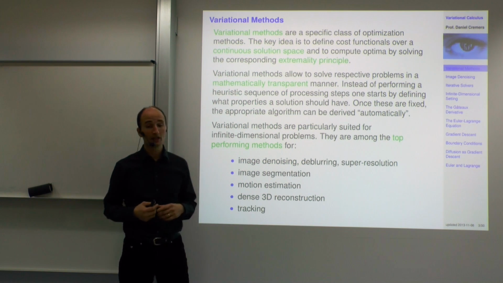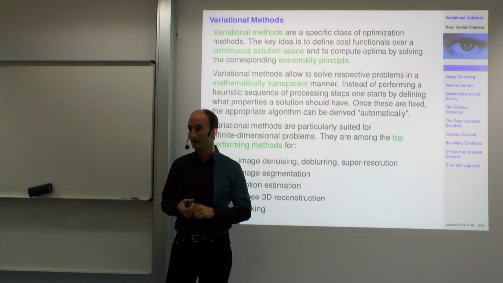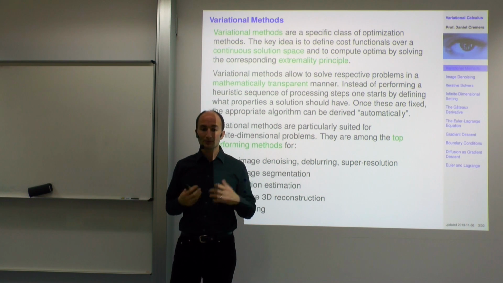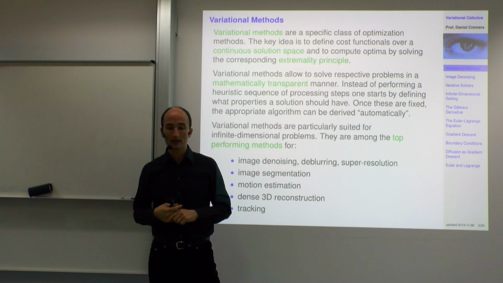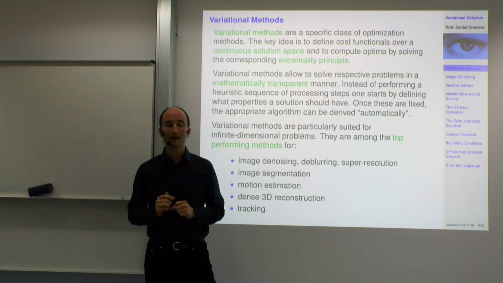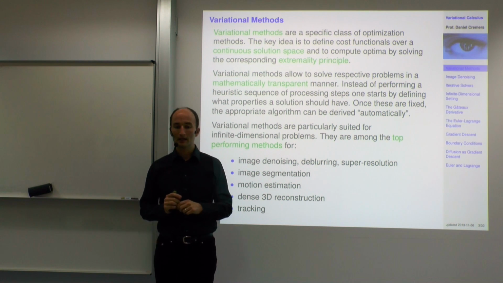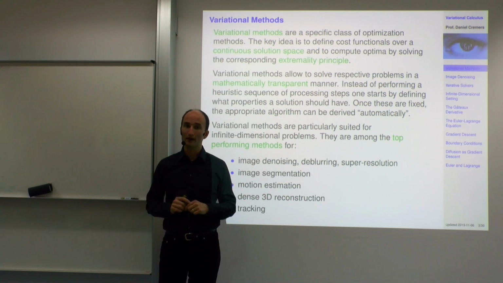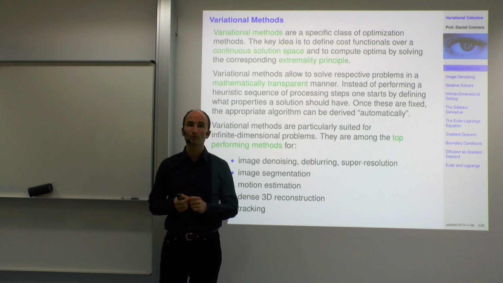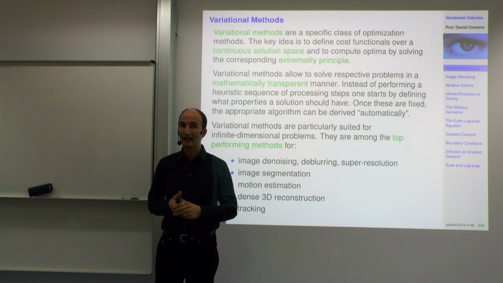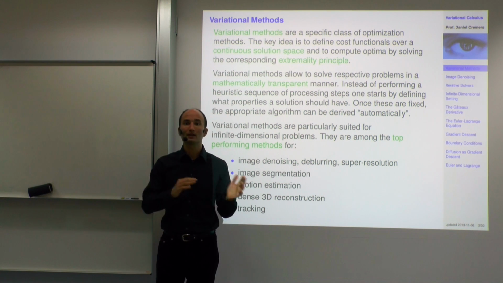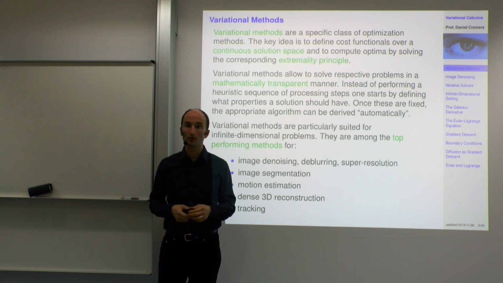Variational methods are a specific class of optimization methods. So optimization is something that is widely known to a lot of people. The key idea is that you define some cost function or quality criterion, and then you optimize that, and you find solutions to a particular problem by minimizing a certain cost or maximizing a certain gain. Typically, minimizing or maximizing is in some sense equivalent.